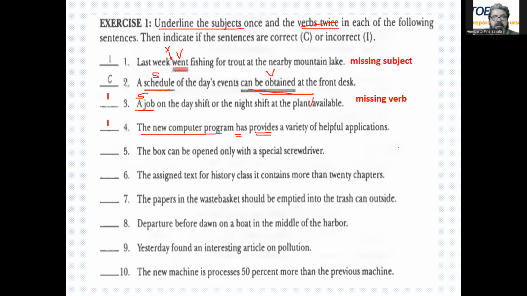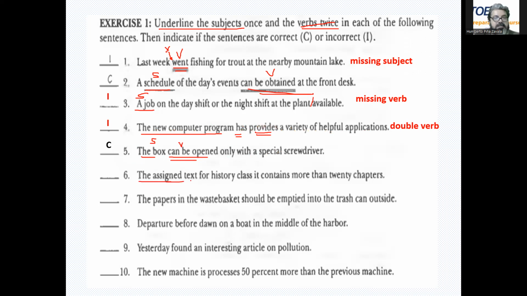This is also incorrect because we have a double verb. Okay, so it should be the new computer program has a variety of helpful applications, so provides a variety, but not both. If you put it together, then you need a present perfect. Then you have to change this for a D. All right, number 5. The box can be opened only with a special screwdriver. Right? So we got the subject, the verb, everything's fine.